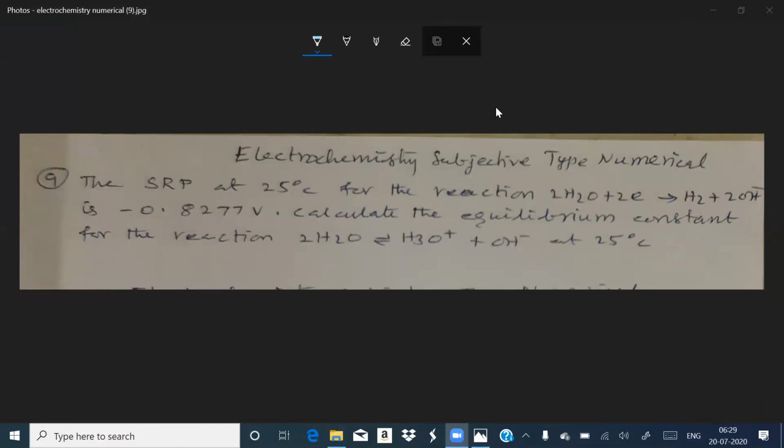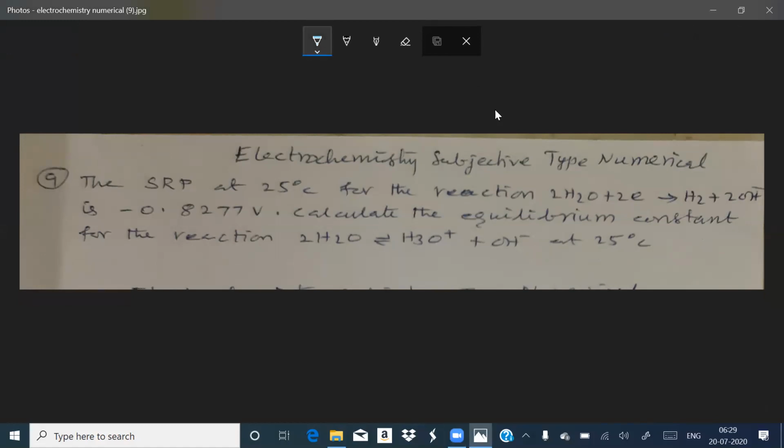The SRP at 25 degrees Celsius for the reaction 2 water molecules plus 2 electrons gives H2 plus 2 OH minus is minus 0.8277 volt. Calculate the equilibrium constant for the reaction. We have to find the equilibrium constant. For which reaction? For this reaction we have to find the equilibrium constant. Okay, let us find it.